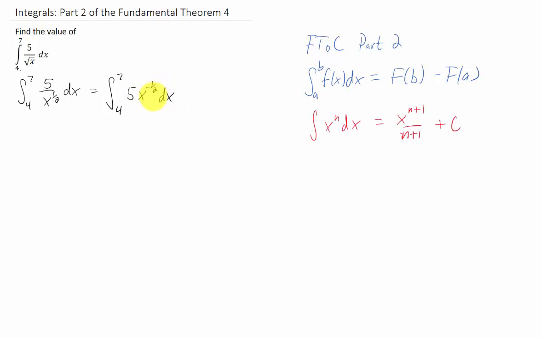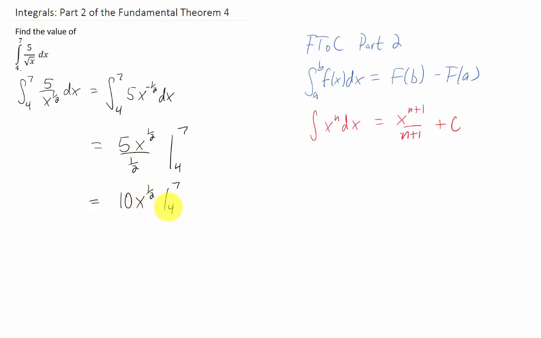Now we're just integrating x to some power, which means we can increase the power by 1. Adding 1 to negative 1/2 gives us positive 1/2. We're going to divide by that same power, and we're going to evaluate this between 4 and 7. Dividing fractions means we flip this 1/2 over and we multiply. That's going to give us 2 times 5, which is 10.